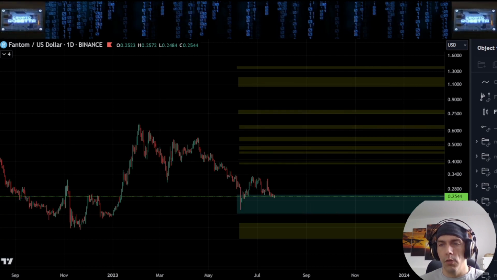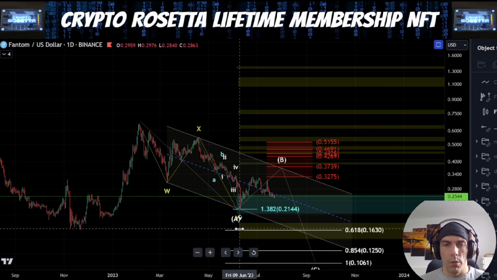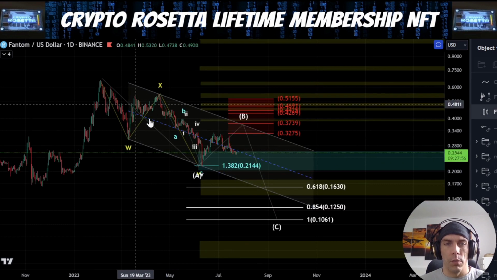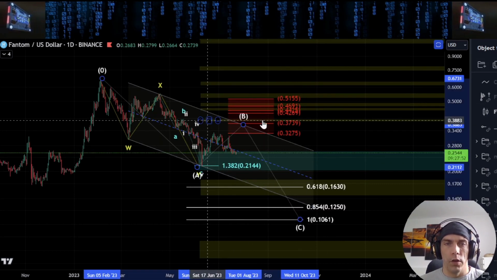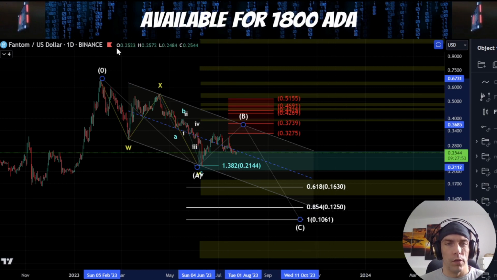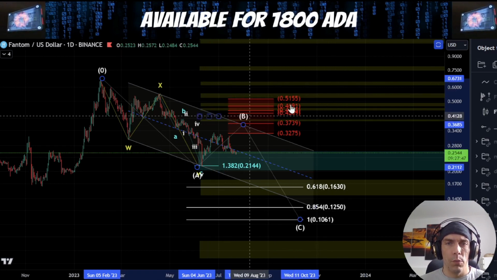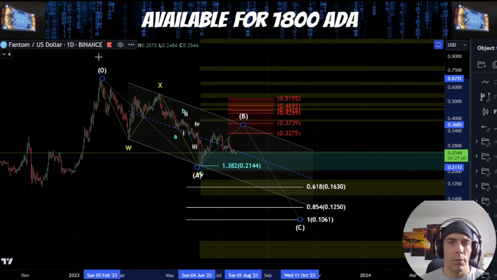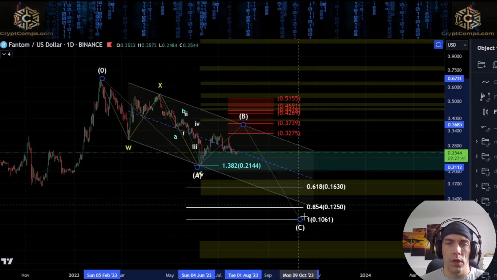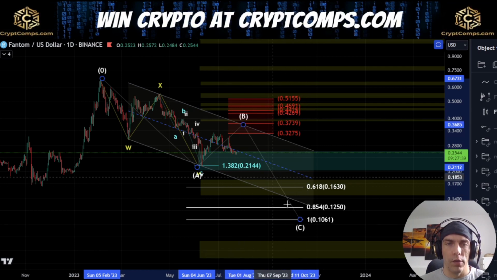Otherwise, what we could actually be doing is looking for this corrective structure to develop to the downside, where this is a bigger A, B, and C pattern, looking to push us down towards this zone of 10 cent 61. So as long as we fail to break back above this 51.55 to this 32.75, I'm being very cautious here that we could still see continuation to the downside in another C wave.